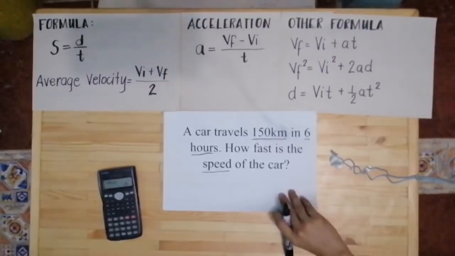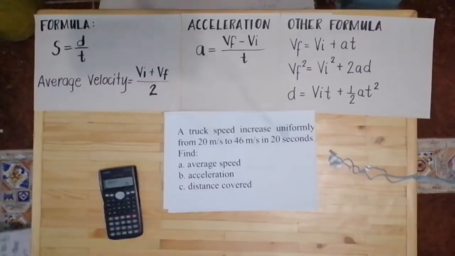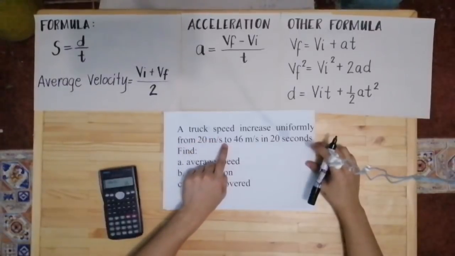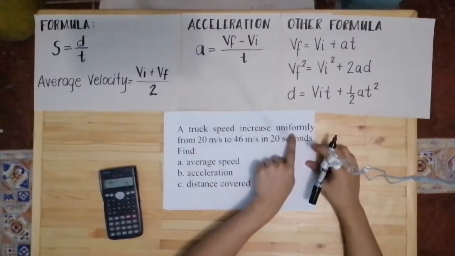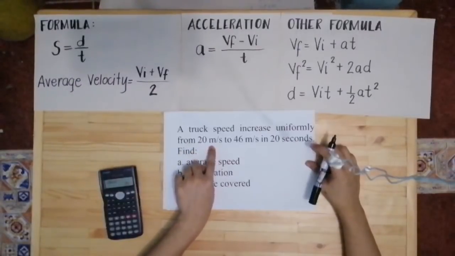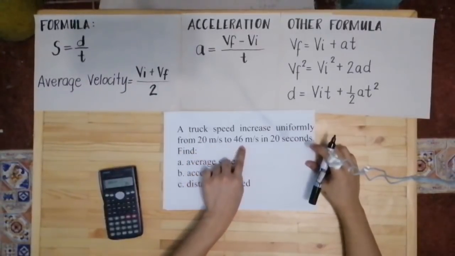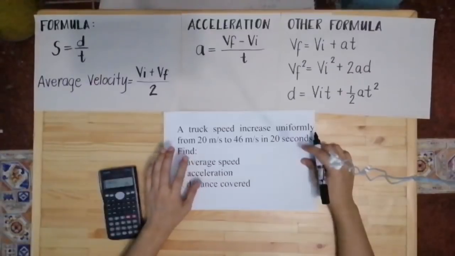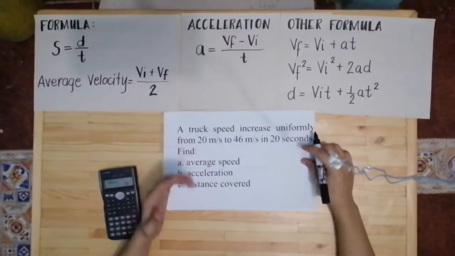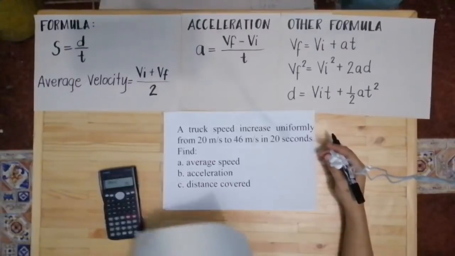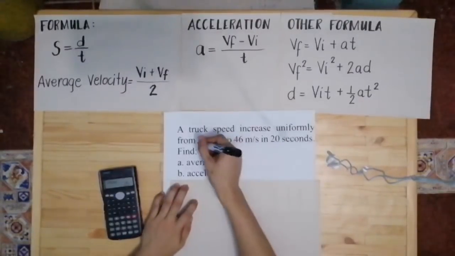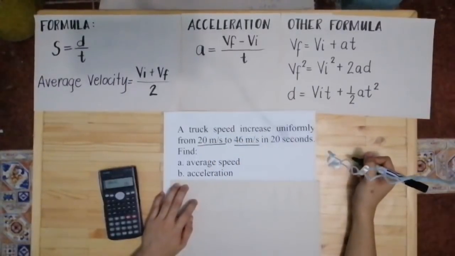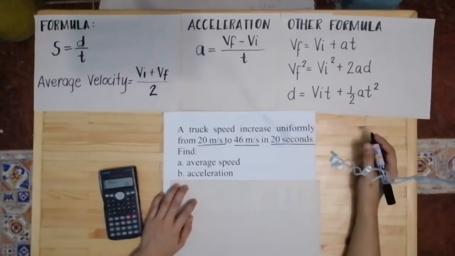Next, let's have the second problem. Let's have this. A truck speed increase uniformly from 20 meters per second to 46 meters per second in 20 seconds. So, una, alamin natin yung mga given. So, what are the given? Underline natin si 20 meter per second, si 46 meter per second, then we also have 20 seconds.